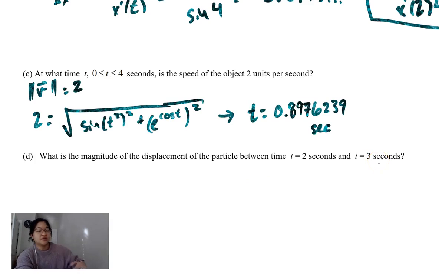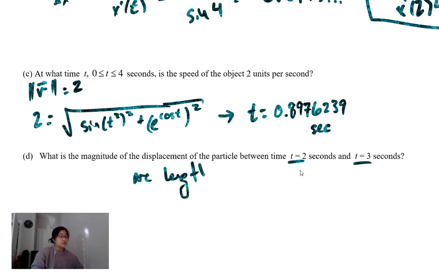t equals 3? So set that up, and we'll see how you do. Magnitude of our displacement, and that is going from time t equals 2 to time t equals 3. So you might be tempted to find the arc length. But is that going to be the magnitude of the displacement, or is that going to be the distance traveled? So don't be tricked that the arc length is going to give you your answer, because it's not.